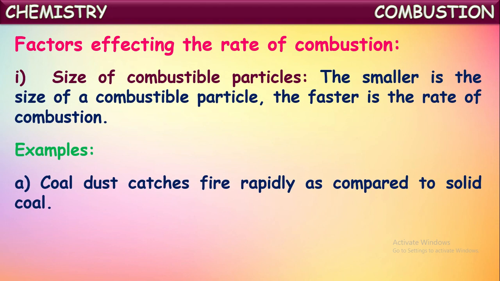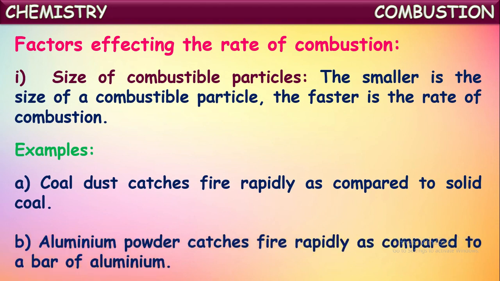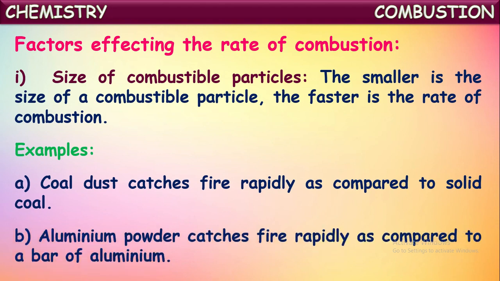So if the size of the combustible particles is smaller, the rate of combustion will be faster. One more example: aluminium powder catches fire rapidly as compared to a bar of aluminium. Okay, so the smaller the size, the greater the speed of combustion.